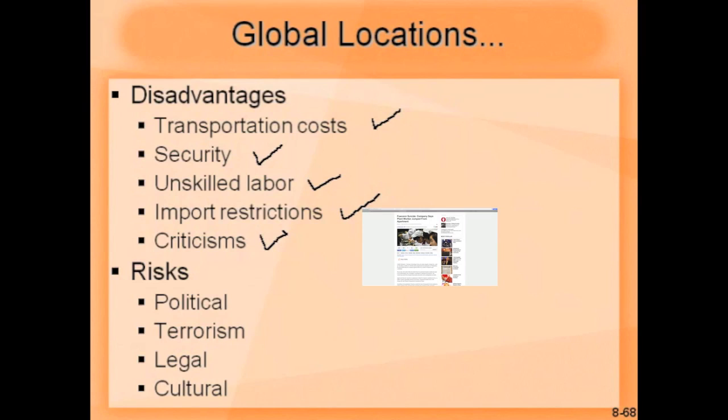Risks. There could be political risk of locating globally, especially if it is an unstable country, places like Afghanistan or Iraq. So there could be a lot of risk associated with the business. There could be the impact of terrorism, legal, or even cultural issues. Things which are common here may not be common in some other country. So those are the risks.